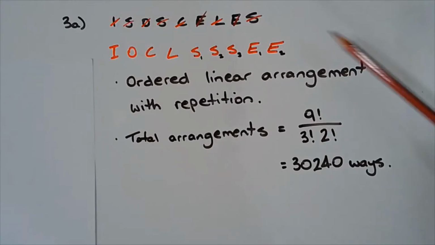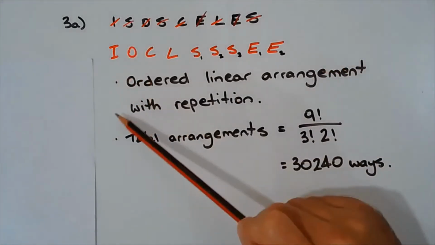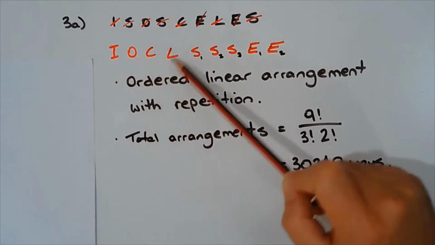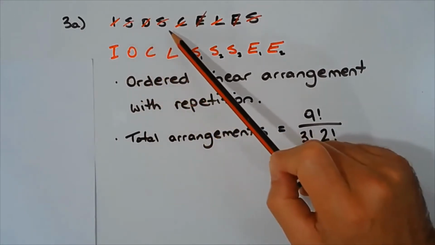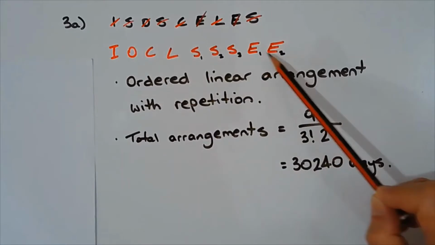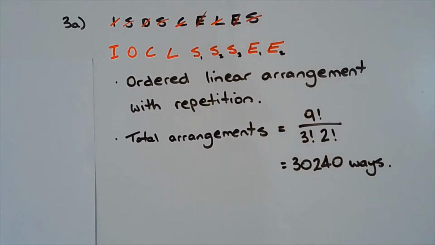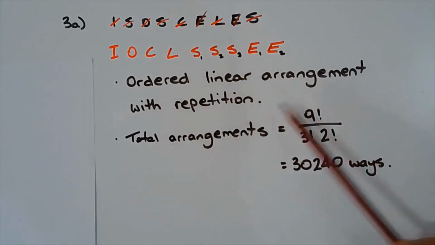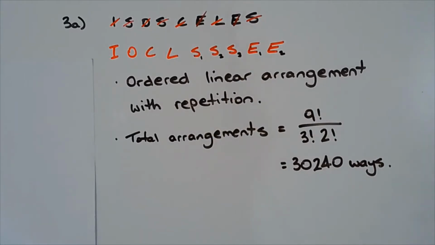Let's write down the word isosceles and take note of the letters that repeat. So we have one I, one O, one C, one L. We have 3 S's and we have 2 E's. Now this is an ordered linear arrangement with repetition, and that needs to be taken into account when working out the total number of arrangements.